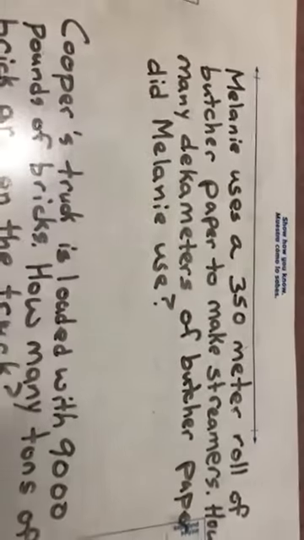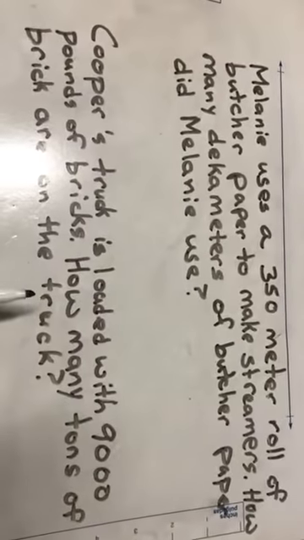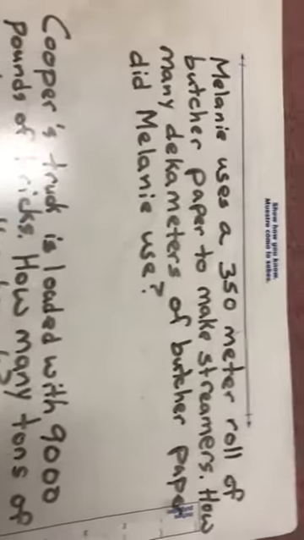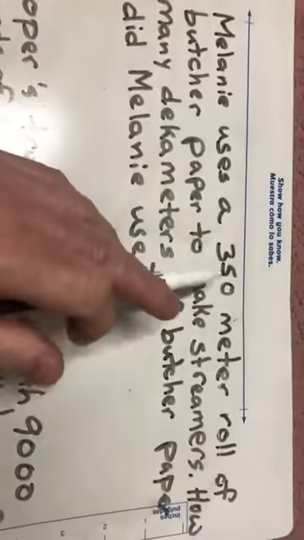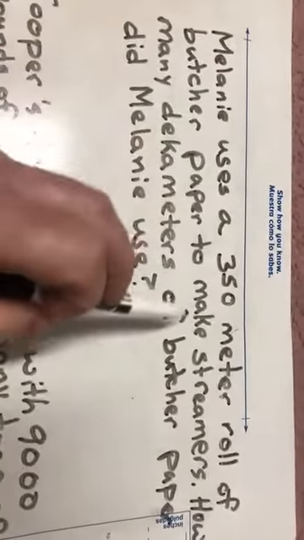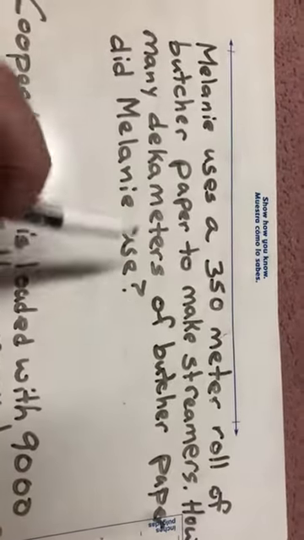Let's look at another one. Moving right along. 2 more examples, 5th grade. Ooh, now we're talking about Melanie and how she likes to make streamers with butcher paper. I don't know if that's really something Melanie likes to do, but that's what we're doing anyway. Melanie uses a 350-meter roll of butcher paper to make streamers. How many decameters of butcher paper did Melanie use?